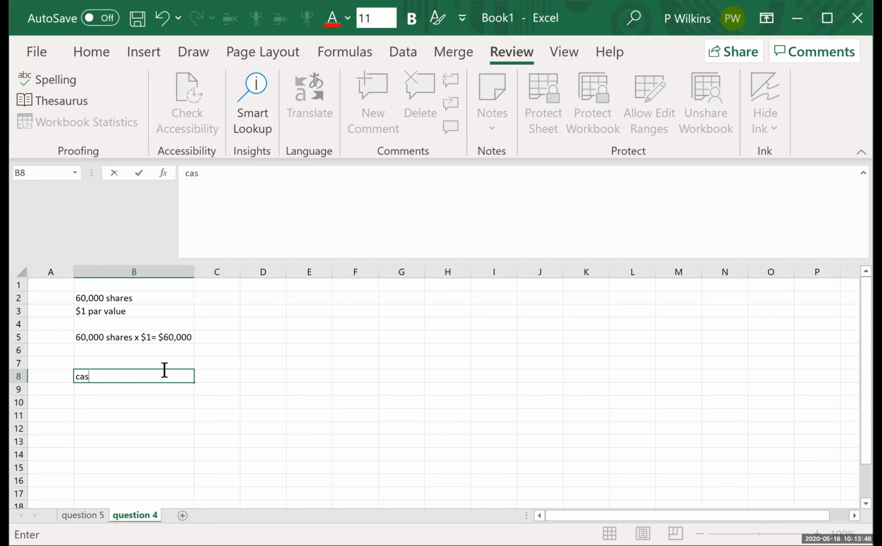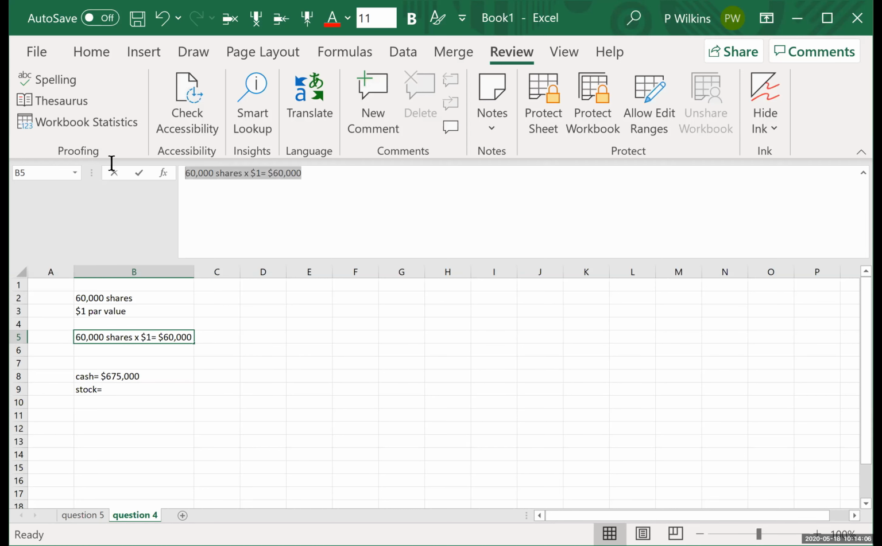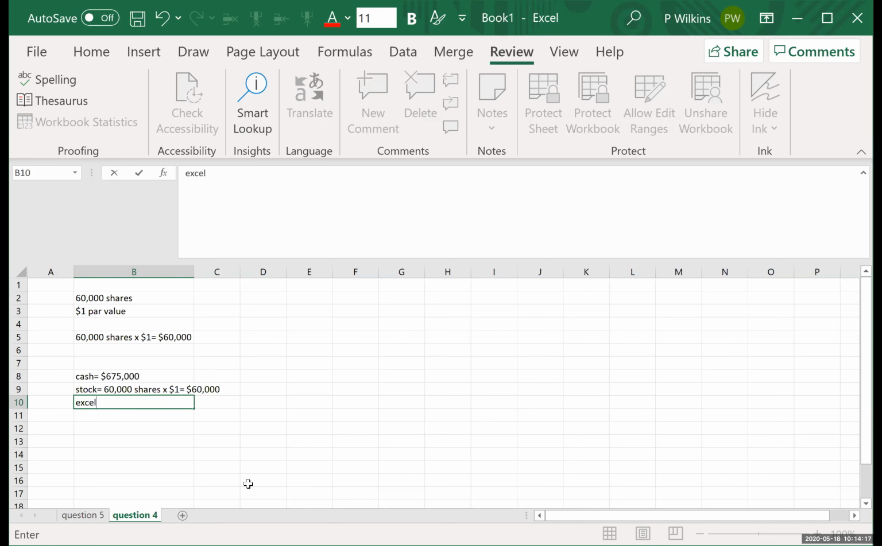So our cash amount is going to be equal to the $675,000, which is the amount that they're paying for it. We then have our stock amount, and that's what we did up above, which is $1 a share times 60,000 shares, so that's $60,000. And then the difference between the two is the excess. The excess amount is equal to 675,000 minus 60,000, so $615,000 is your excess.